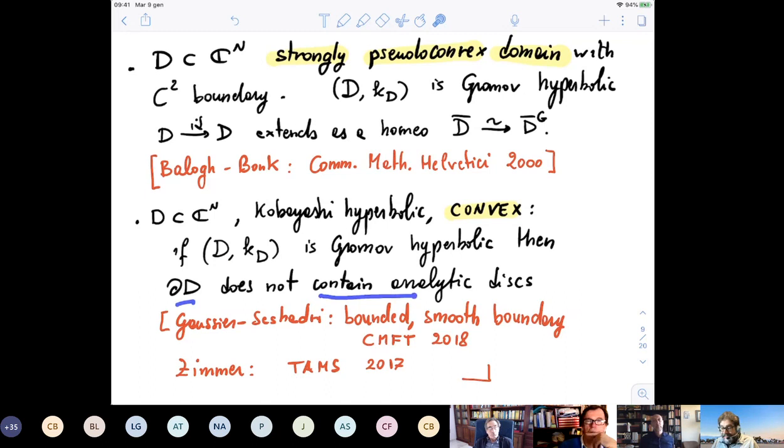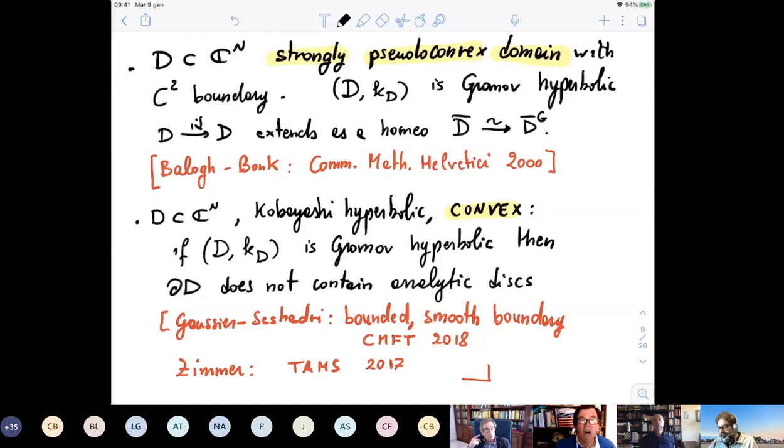It is not hard to see that if you have a convex domain and if it contains an analytic disk, then it has to contain an affine complex disk because of convexity. And then Gromov hyperbolicity has this property. This was proved first for bounded smooth convex domains by Hervé Gossier and Seychadrin. But then, because of this game of publishing papers, this appeared in 2018, and then the general case was proved by Andy Zimmer in 2017.